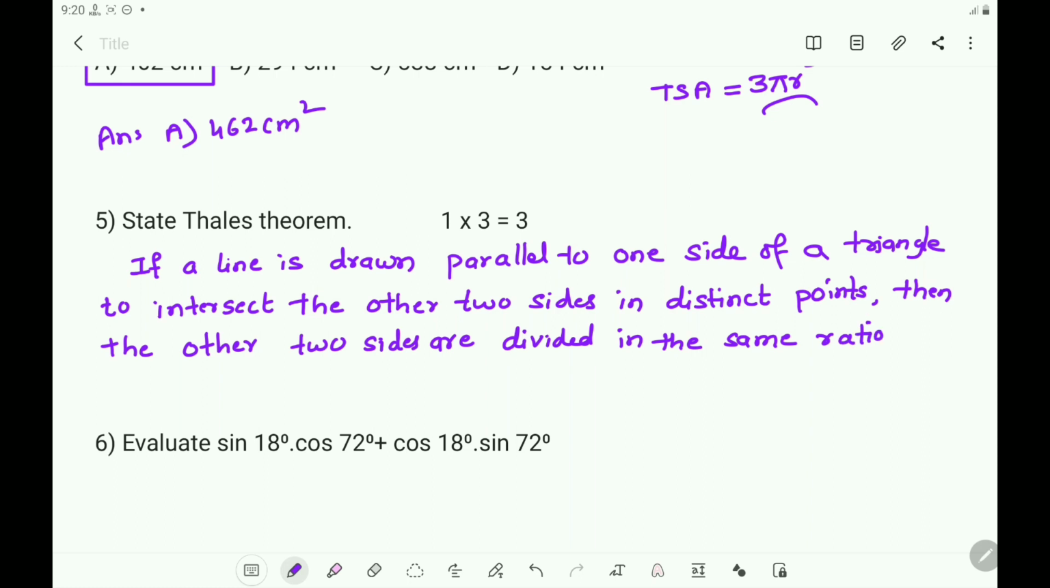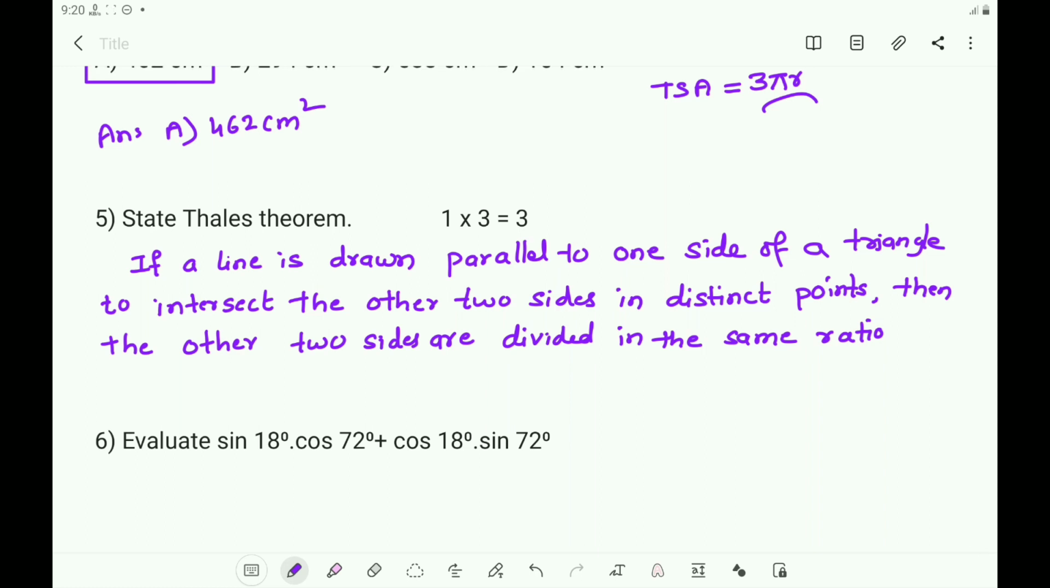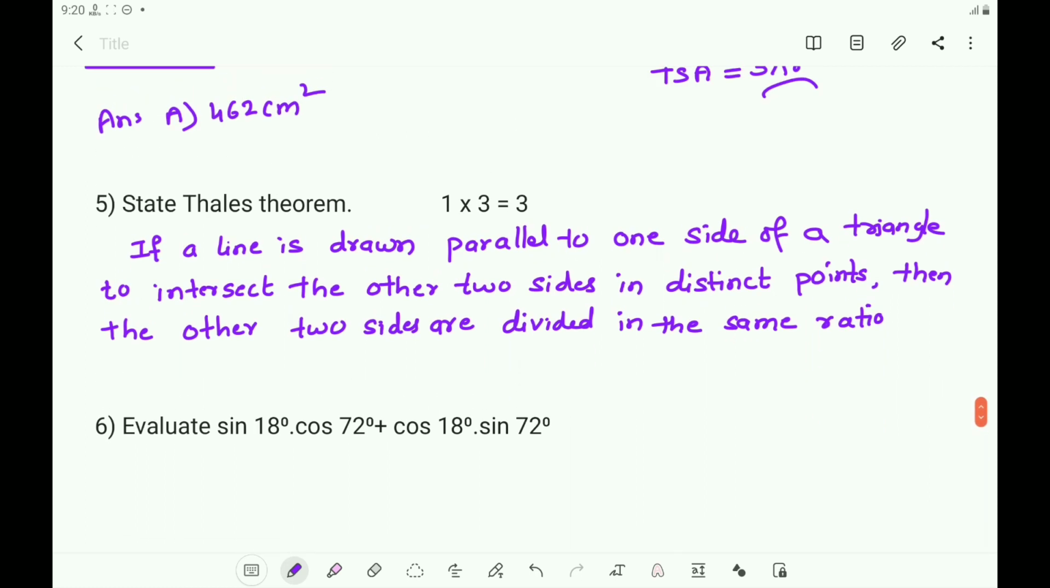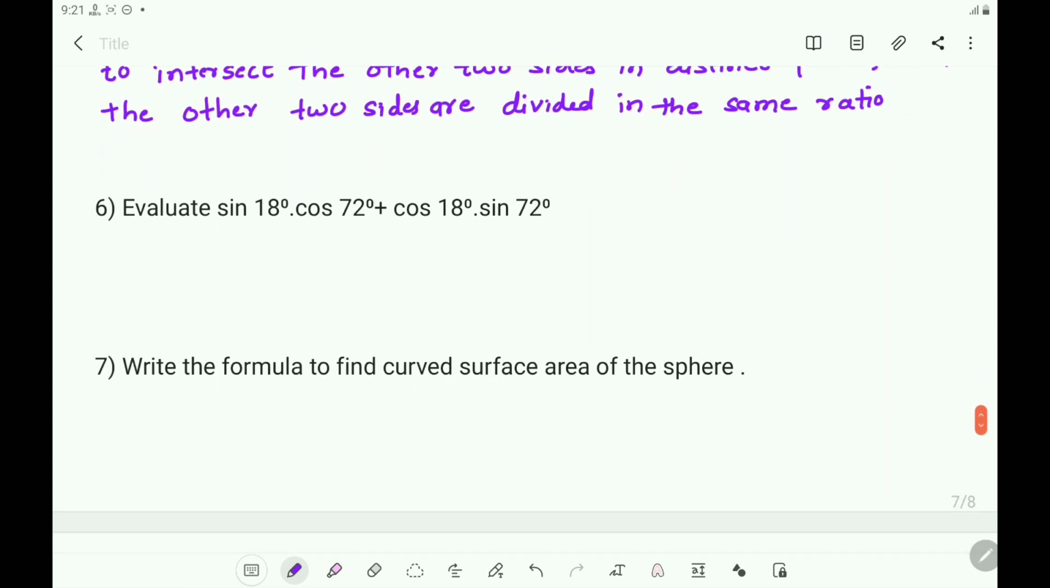This is the statement of Thales theorem or basic proportionality theorem. So, in the heading you must write Thales theorem. Then you take the sixth question.